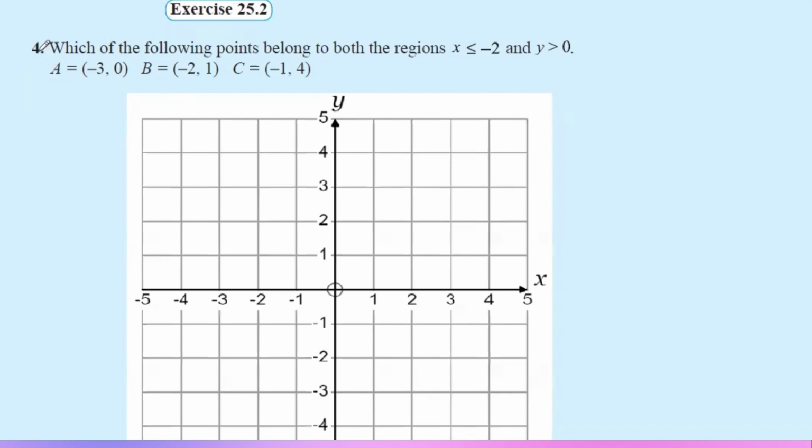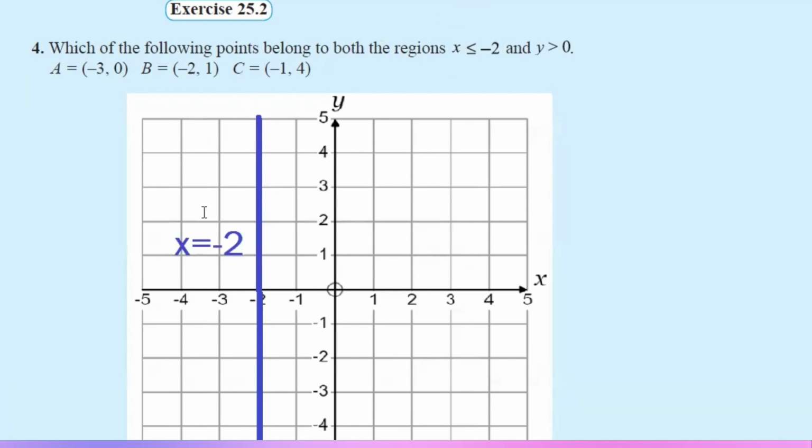Question number 4. Which of the following points belong to both regions x less than or equal to minus 2 and y greater than 0? The points given are A minus 3 comma 0, B minus 2 comma 1, C minus 1 comma 4. We'll mark the inequality on the Cartesian plane to understand it clearly. First, draw the straight line x equals minus 2 and shade the region with values less than minus 2.